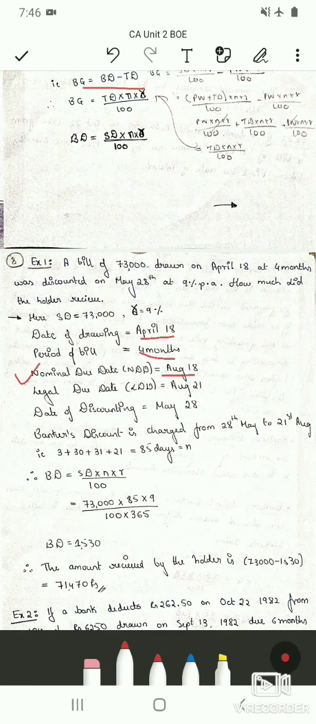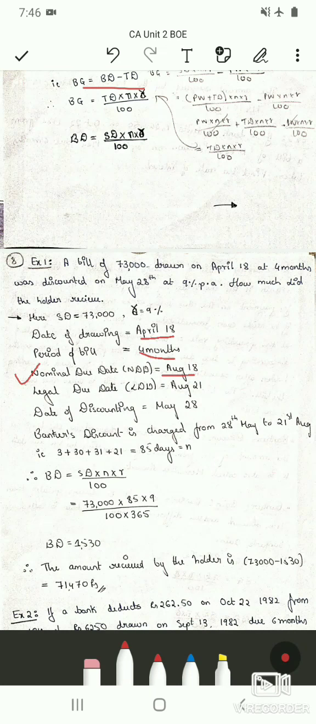So banker's discount is charged from the date of discounting, 28th May, till the due date, that is up to 21st August. So May has how many days? 31 days. Out of that 31 days, you are discounting it on 28th. So how many days are remaining? 3. Then May, June, July, and 21 from the month of August. So add these, your N will be 85 days.